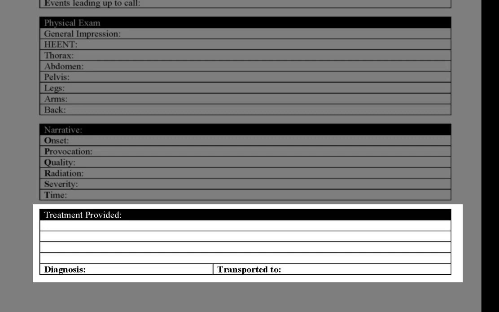At the bottom of the page is where you'll document the treatment that the patient received during the call and during transport. This should include both BLS and ALS level care. If you're not sure of what occurred in terms of the ALS care, talk with your preceptors, talk with those paramedics, and have them explain what they did and why they did it. You should also document your diagnosis, and I emphasize your diagnosis.